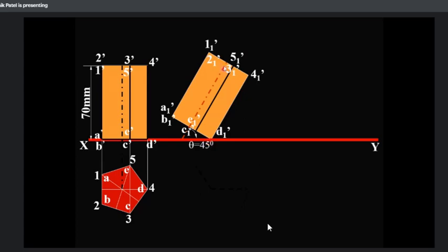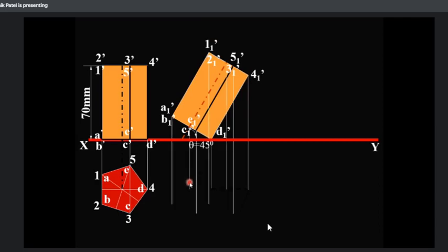Now next, what will you do? You will mention the observer. The observer is at the top side, right? And draw the reduced shape. So I will first draw vertical projections from step number 3. Similarly, I will draw horizontal projections from step number 1.